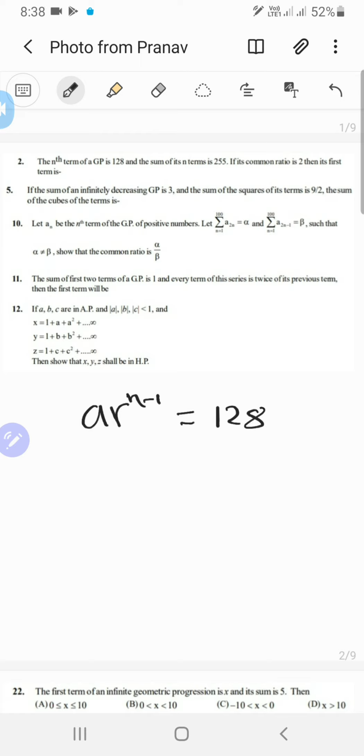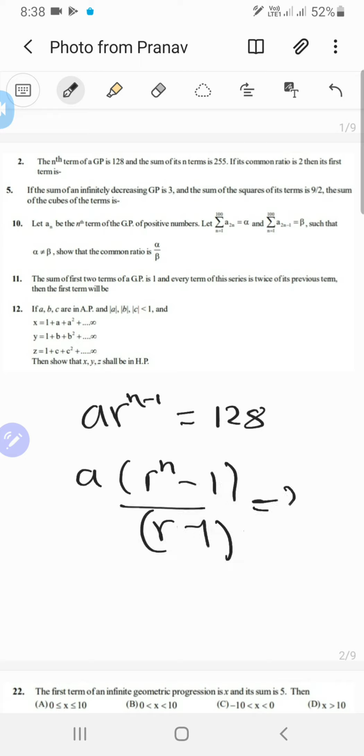Alright, the sum of its n terms is 255. You do know the ratio. You also know that a times r to the n minus 1 upon r minus 1 is 255. What I'm going to do is divide these two, so we can eliminate the first term and then we will be able to find the value of n somehow.